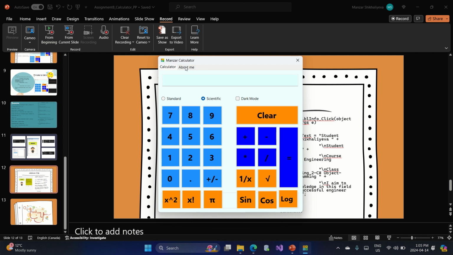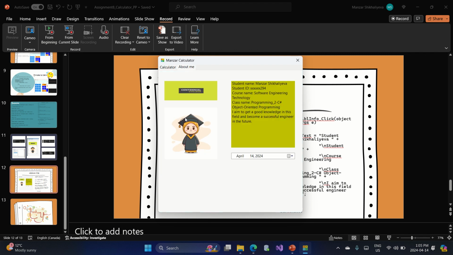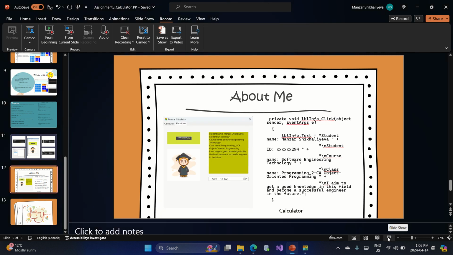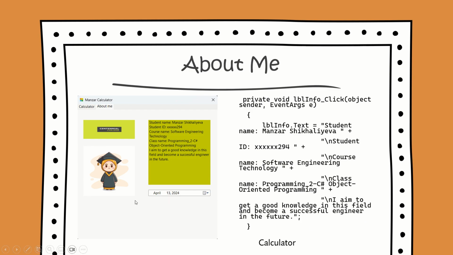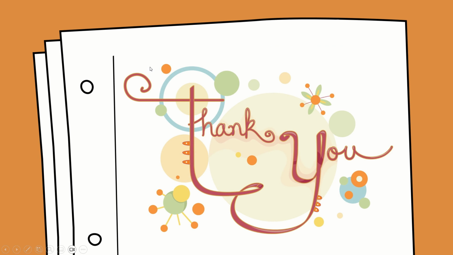I think that's all for the calculator, and this is about me. The Centennial College logo, a picture of mine. This is my information, and here it shows that today is April 14, 2024. And I think that's all. Thank you for watching.